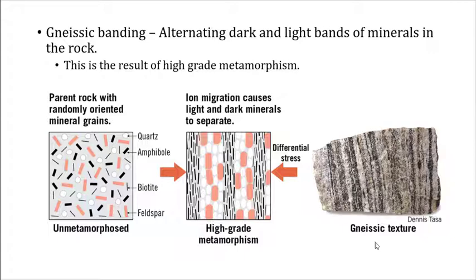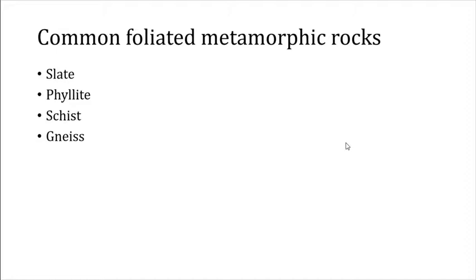Once again, though, if the foliation is running this way, the pressure is running this way. Not that that's a whole lot of use there, because that rock is loose and floating around, not what we would call in situ. But nevertheless, we can just say that pressure was running perpendicular to the foliation. So there are some very common foliated metamorphic rocks. Let's take a look at them. We've already kind of alluded to some of them. We got one kind of new one, though.